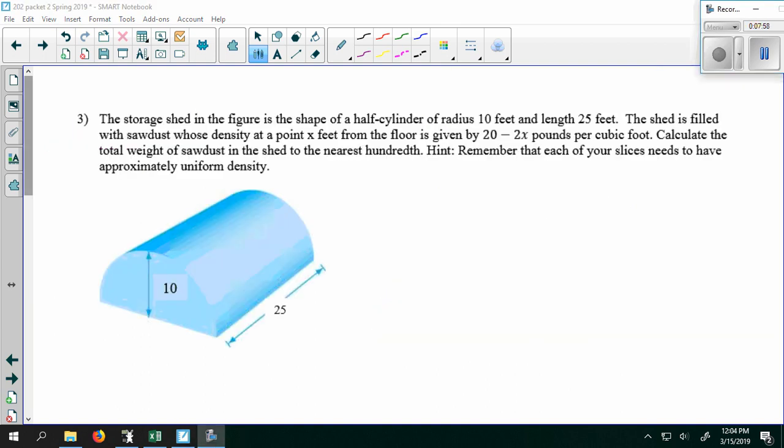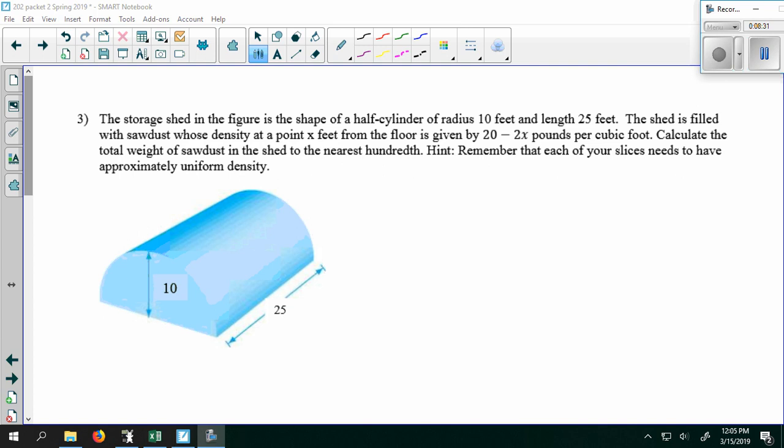Now I have a storage shed. It's in the shape of a half cylinder, radius 10 feet, length 25 feet, and the shed is filled with sawdust. And the density of the sawdust varies depending on the height it is at in the shed. Like it's more dense on the bottom because there's more weight on top of all the sawdust. So at a point x feet from the floor, the density of the sawdust is 20 minus x pounds per cubic foot. And I want to calculate the total weight of the sawdust in the shed to the nearest hundredth.